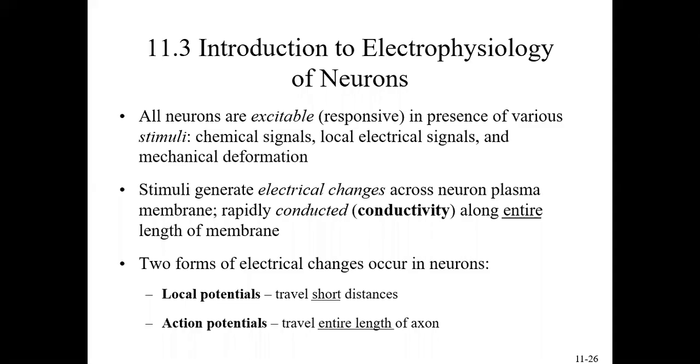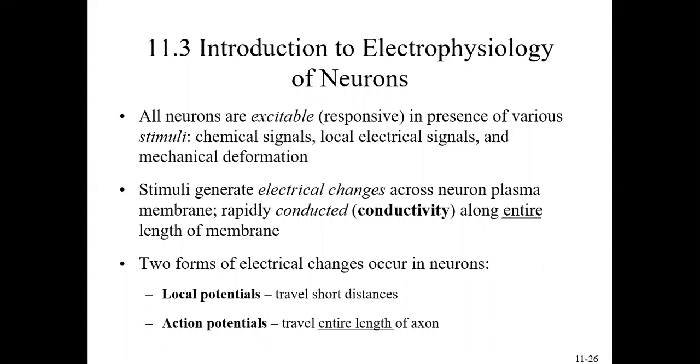In section 3 of chapter 11, we'll be looking at a little bit of details on how neurons function, which is called electrophysiology. Just as a review, we already know some things about neurons. Neurons are excitable cells. That just means that they have the ability to respond to different signals or different stimuli. It could be a chemical, it could be another action potential. It could be some kind of mechanical stimulus as well. And we'll see an example of that a little later on.